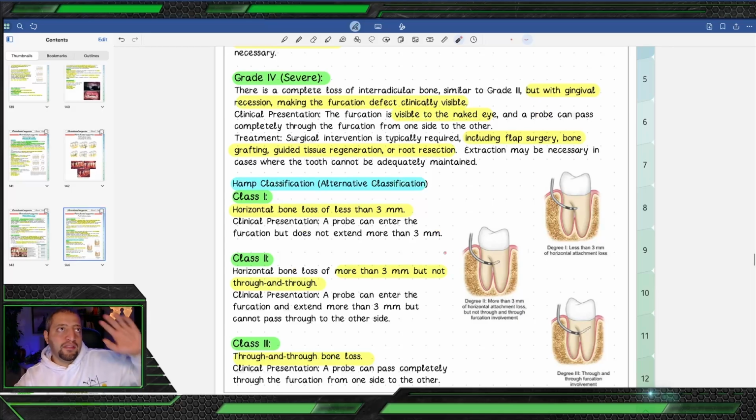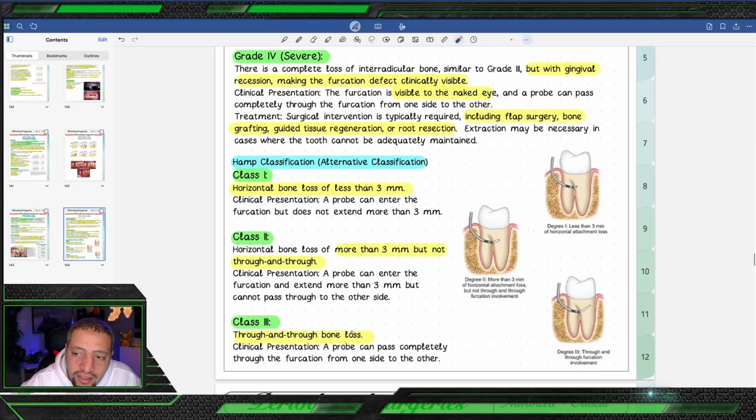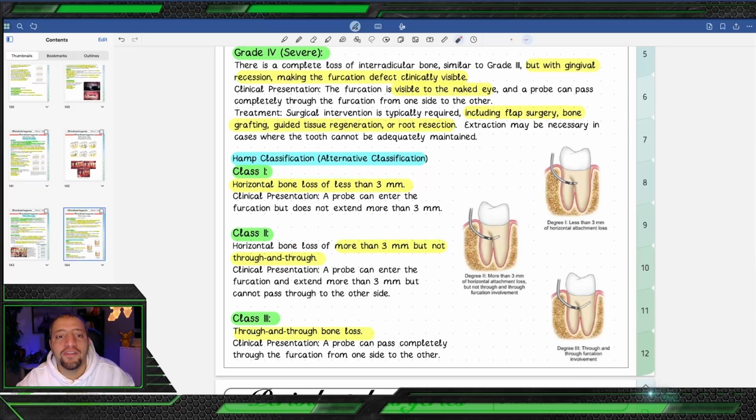Also, if you remember the Miller classification of recession and the other classifications, RT1, 2, 3, here again, Dr. Hamp said, no, let's make it different. What's the difference? He said class 1 includes class 1 and 2 from before, class 2 becomes class 3, class 3 becomes class 4. So it's the same, but given a different name. He said class 1 is horizontal bone loss less than 3 millimeters, class 2 is more than 3 but not through and through, and class 3 is through and through.